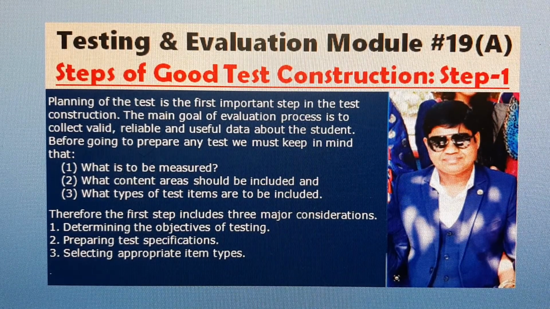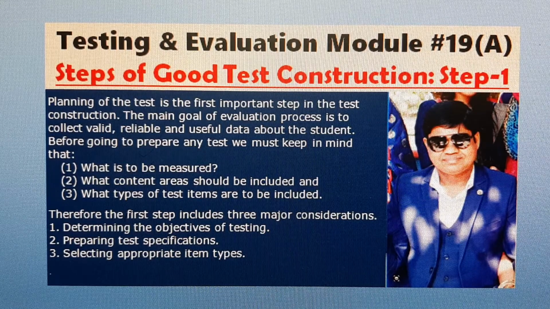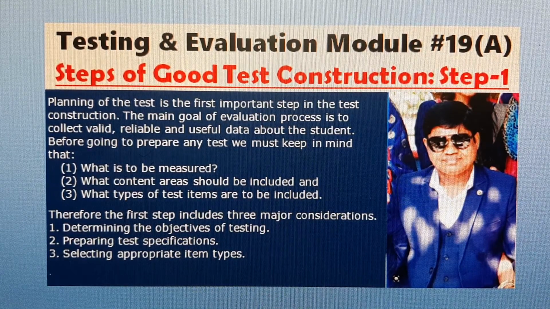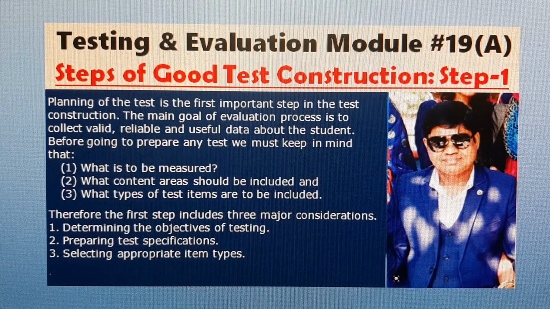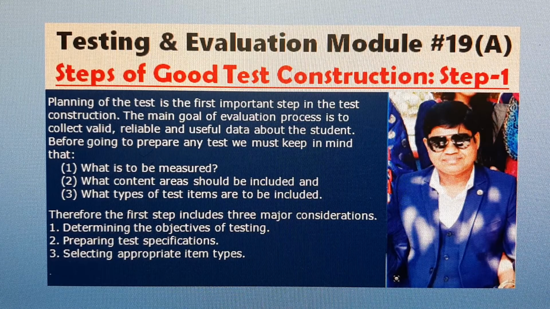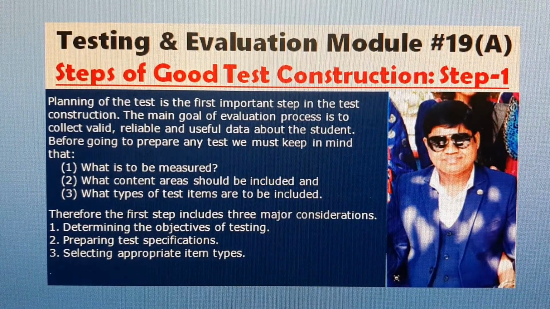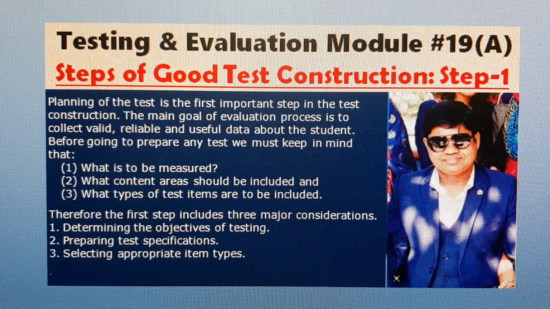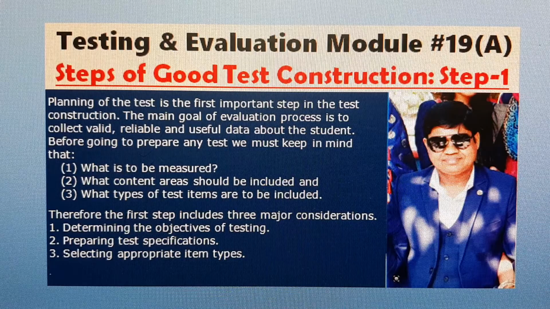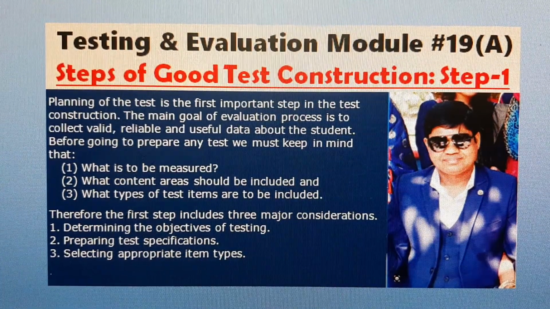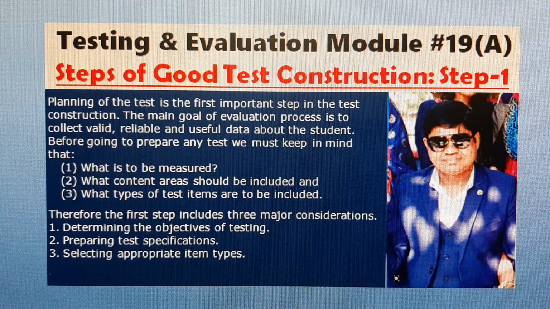So, before going to prepare any test, we must keep in mind that number 1, what is to be measured; number 2, what content areas should be included; and number 3, what types of test items are to be subsumed. Therefore, the first step includes 3 major considerations. Number 1, determining the objectives of testing; number 2, preparing test specifications; and number 3, selecting appropriate item types. Let's speak about them elaborately.